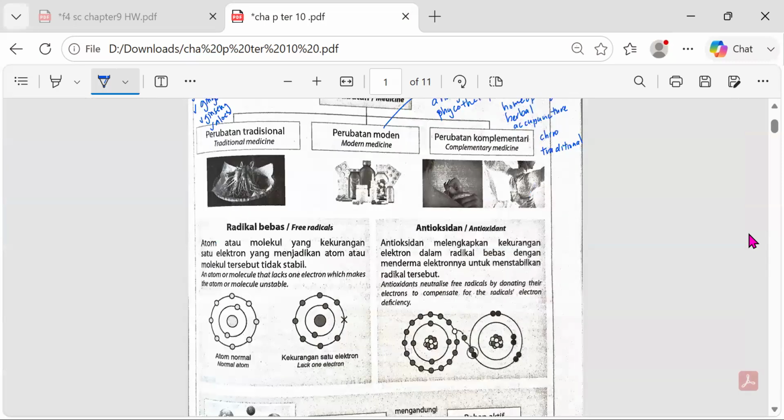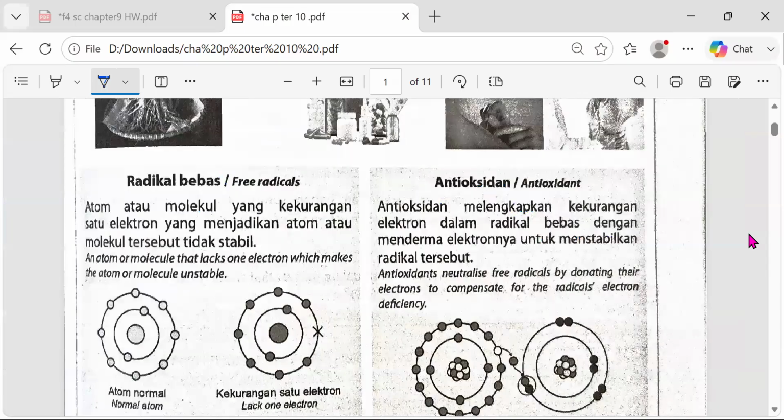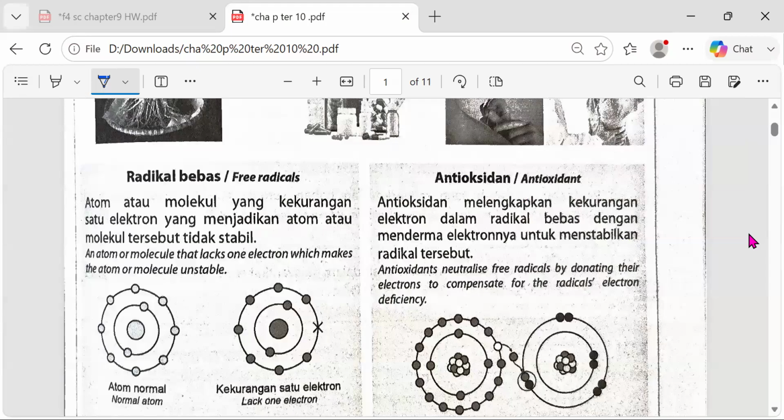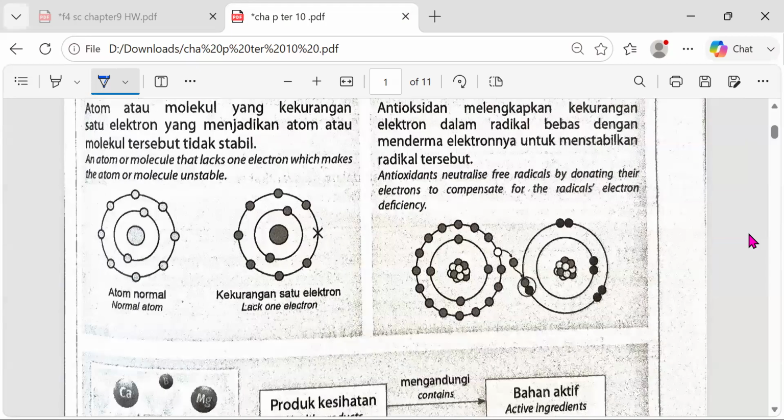All right. Free radicals are atoms or molecules that lack one electron, which makes them unstable. Antioxidants are natural substances that neutralize free radicals by donating their electrons to compensate for the radicals' electron deficiency. When you're eating cheese, it's orange coloring, so you must eat an actual orange to neutralize the free radicals in the cheese's orange. So it's really, really bad.